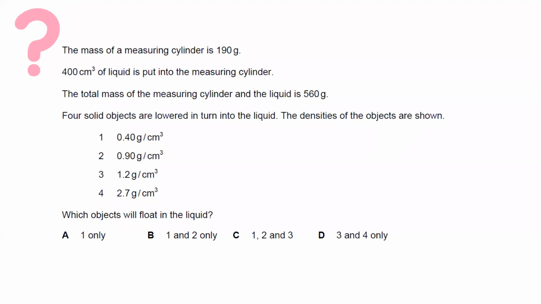Another question. The mass of a measuring cylinder is 190 and 40 cm cube of liquid is poured into the measuring cylinder. The total mass of the measuring cylinder and the liquid is 560. 4 solid objects are lowered into the liquid. The densities of the objects are shown. Which objects will float in the liquid? But first we should know the density of the liquid. How to get the density of the liquid?